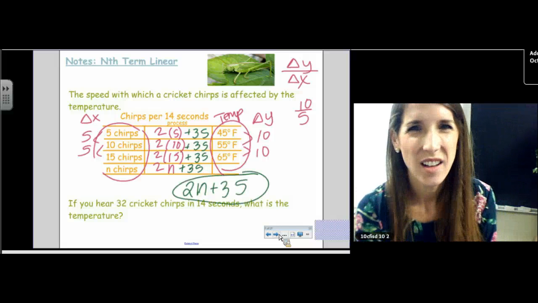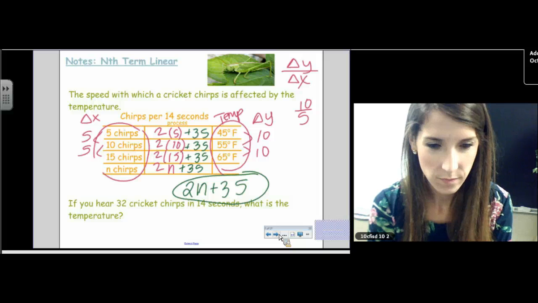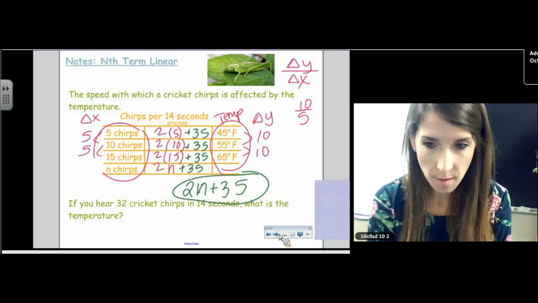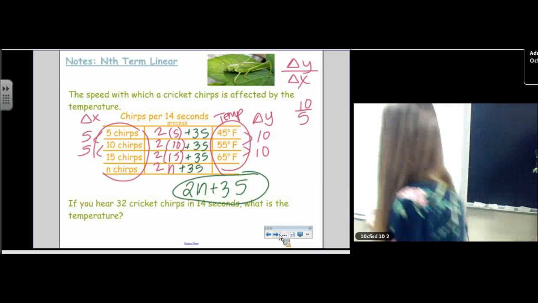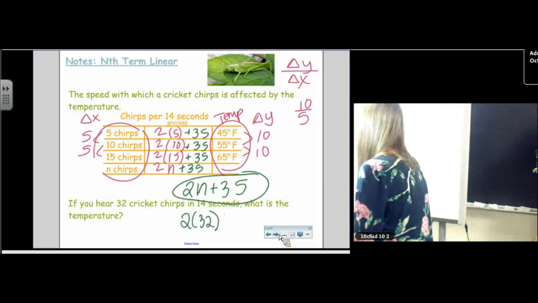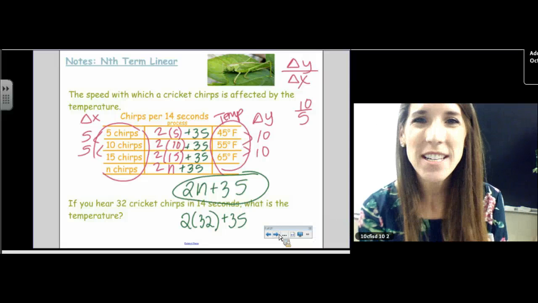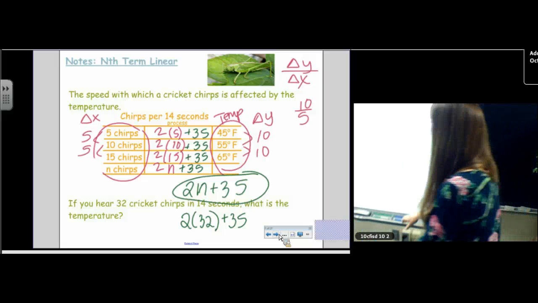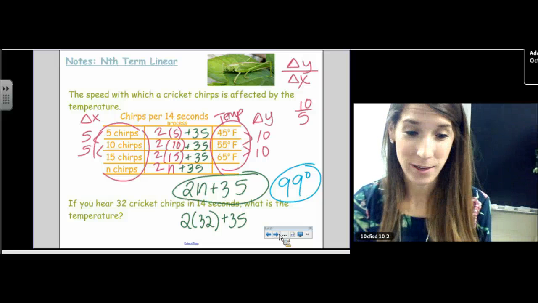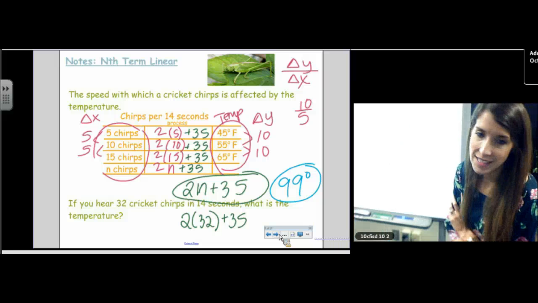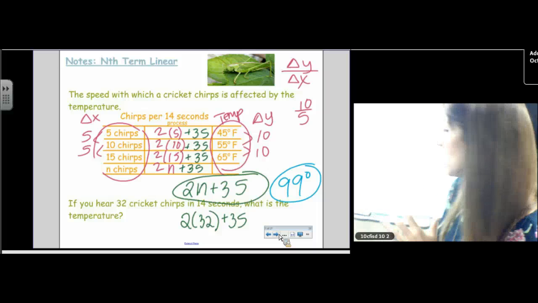What is n? What is n in this problem? The chirps. Very good, Chloe. It is the number of chirps in 14 seconds. So instead of n, we're going to plug in 32. 2 times 32 plus 35. And you get, what's the degrees? Good. It is a summer day in Houston, right? You should have gotten 99 degrees. The temperature is 99 degrees outside when they chirp 32 times in 14 seconds. Okay. So that's an example of how you would use this to solve some real-world data as long as the data is linear. You could use this table builder.